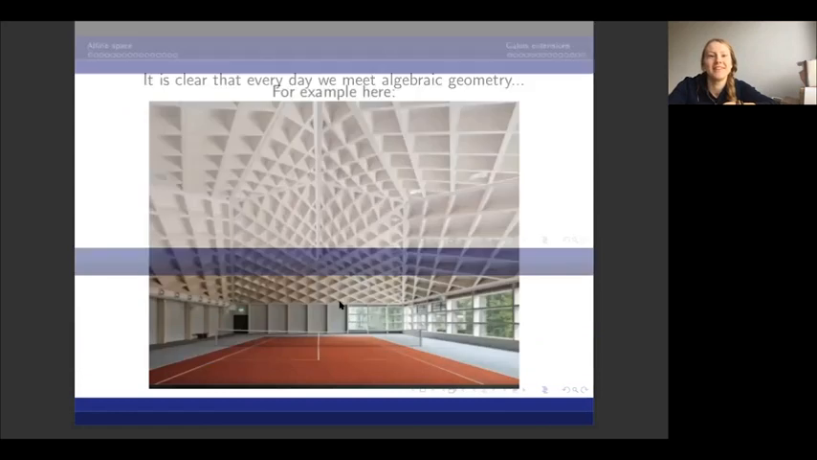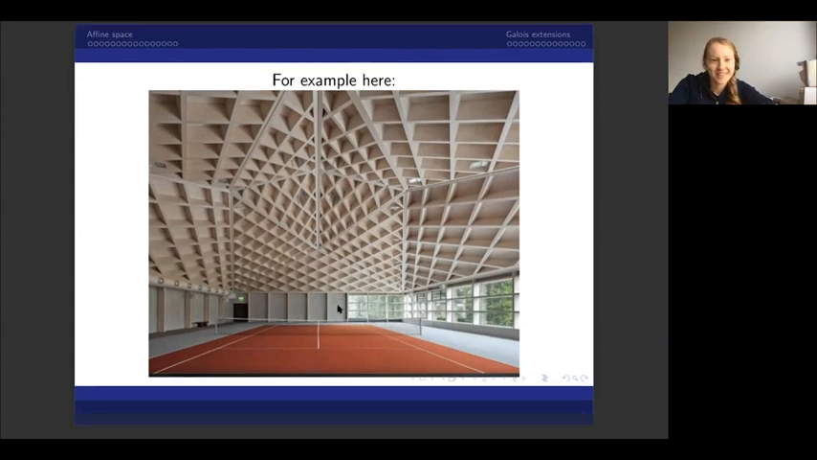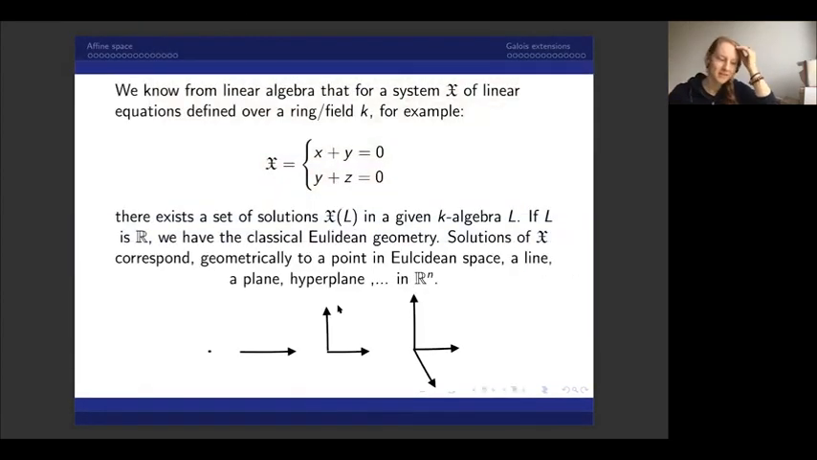For example, when you go to play tennis, you can see a ceiling which has this amazing geometry here. So I think it's pentagonal geometry. So probably you have some platonic solid hidden there. And you see the configuration of lines, configuration of points there too, a lot of symmetries, Coxeter groups. So yes, we see algebraic geometry every day. Okay, so let's start seriously now.